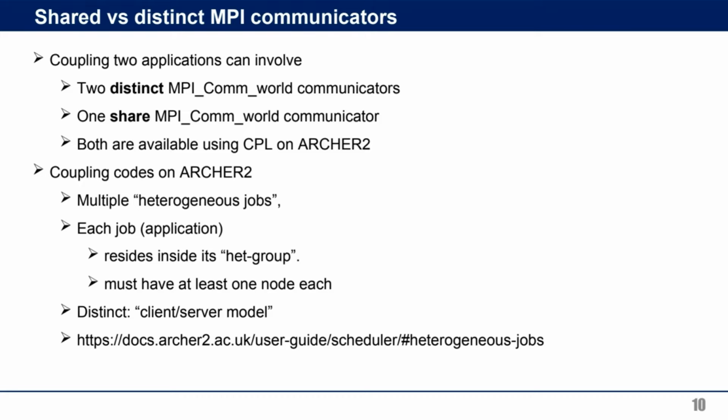So coupling codes in ARCHER2, they're referred to as multiple heterogeneous jobs in the documentation. And as I said before, each job requires at least one node each. And they reside in what's called, in SLURM terminology, the batch script manager terminology, a het group. Distinct communicators are actually called the client-server model. And there's the URL for the full description of how to run coupled codes on ARCHER2.